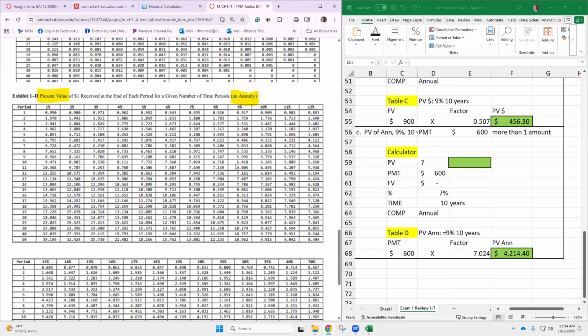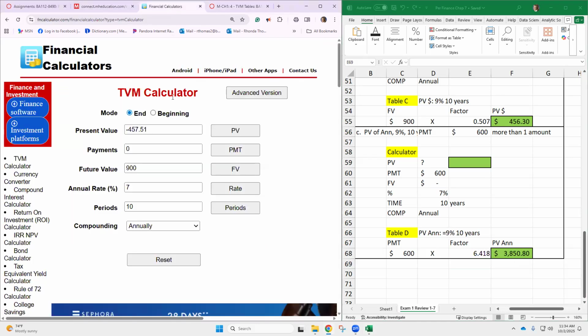We're looking at 6.418. I'm putting that in right here, 6.418. So $3,850.80. That's what I got so far. When I put this in the calculator, we're looking for the present value. We want to pull out $600. This is the only time you put a 0 in the future value. Okay, 0 in future value.